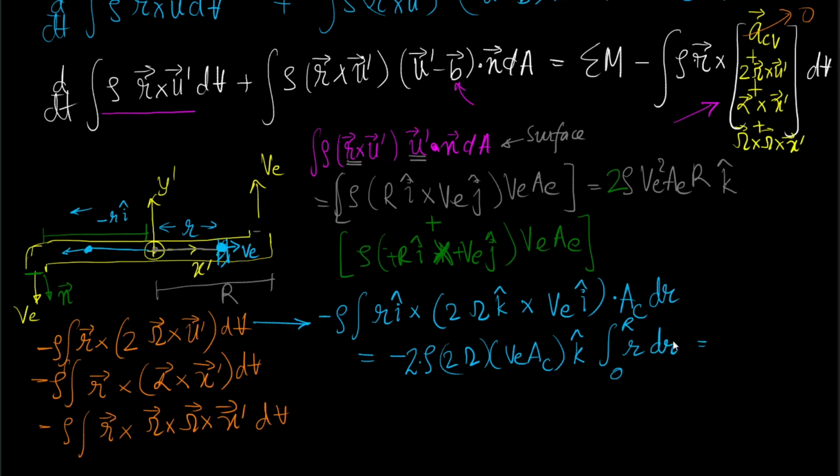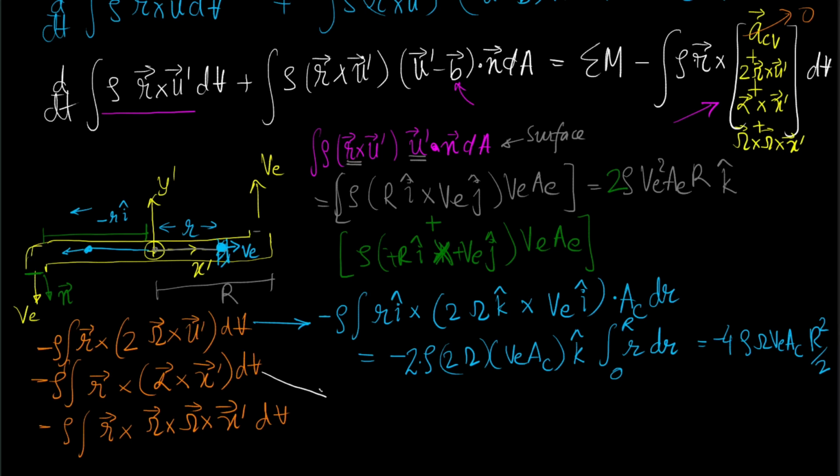Okay. So what is this going to be? Minus 4 rho omega VE AC. This is going to be R square upon 2. So it's going to be R square upon 2. So this is how you would evaluate the first term.